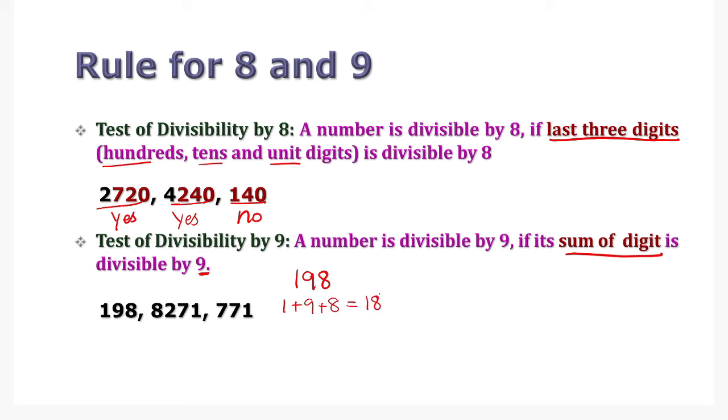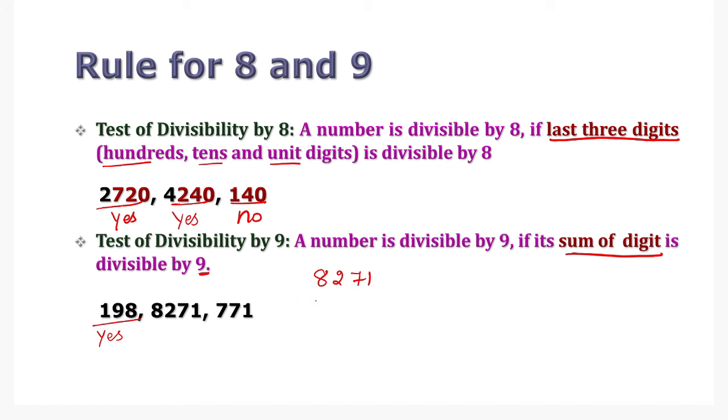So we have to check whether it's divisible by 9. So 18 divided by 9, which is equal to 2. So finally, we could conclude that 198 is divisible by 9 because the sum of the digits was divisible by 9. Now let's take another example, 8271.